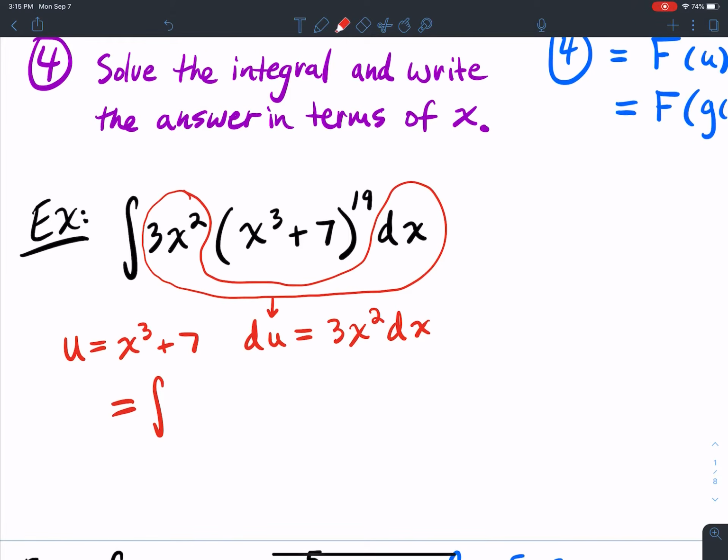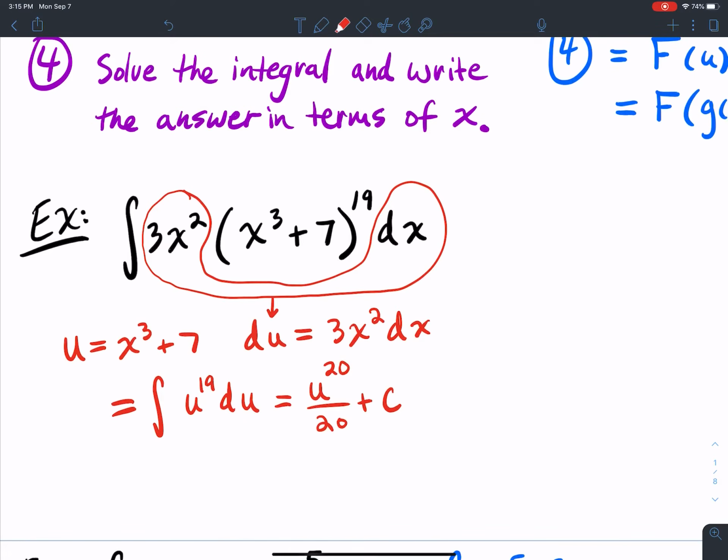So now that I have this, I can substitute. I have this is equal to u raised to the 19. So I'm going to put u to the 19. And then the rest that I have left to substitute, 3x squared dx, this gets replaced with du. And now all I have to do in step 4 is solve the integral, because I'm completely in terms of u now. Step 3 is completed. And to integrate u to the 19, I take 19, I add 1 to get 20, and I divide by 20, and then I plus c.